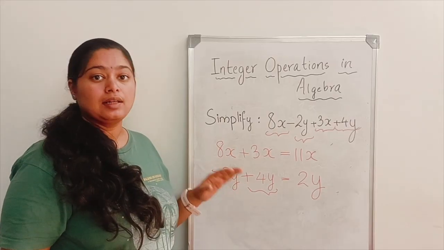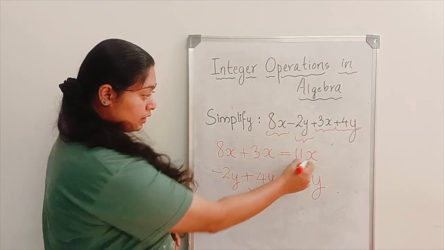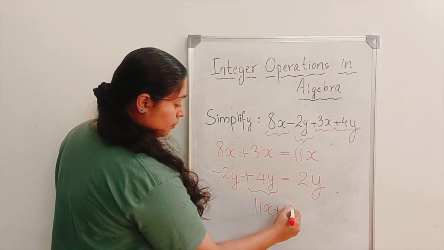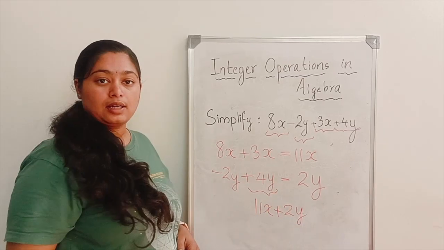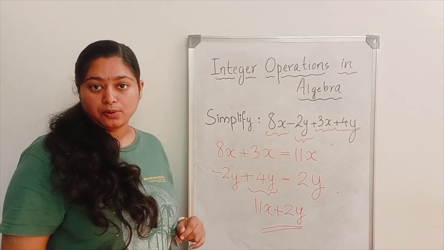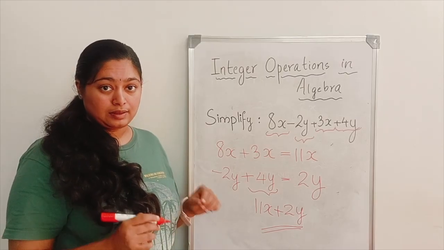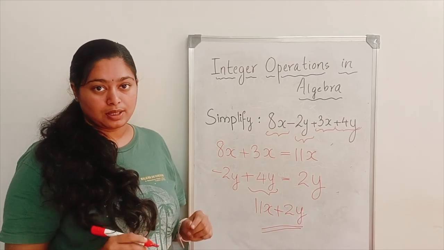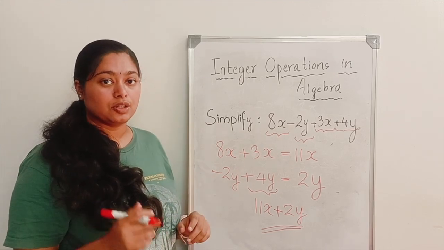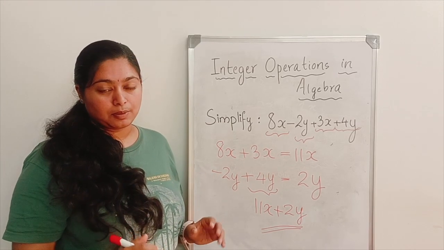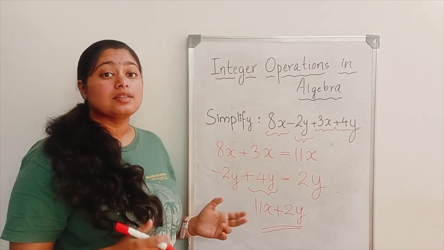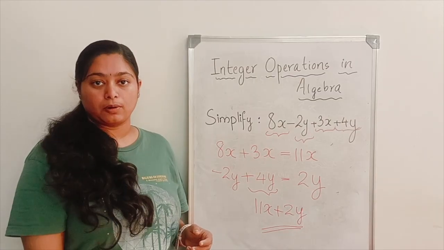So the final simplified answer can be written together. We have already 11x, and since this is positive, we just put as plus 2y. And this is the simplified answer of this question. So I hope with this example, the integer operation rules in algebra is clear. So once again I repeat, whatever rules you are applying in integer addition and subtraction can be directly applied in algebra. And whatever rules you are going to apply in integer multiplication and division can also be applied in algebra.